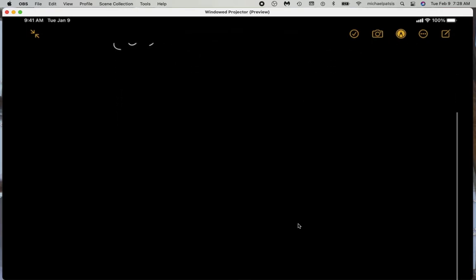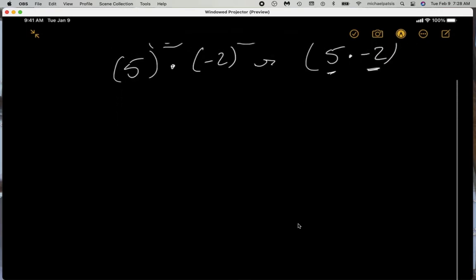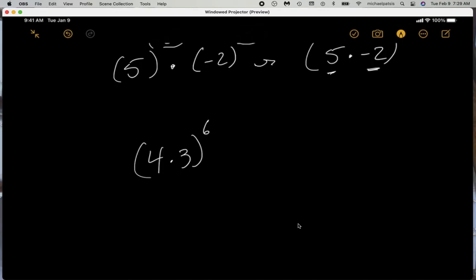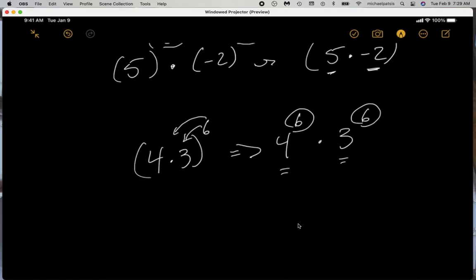Okay, recall, if you have something like this, the power rule applies to both of these factors. So this is going to simplify to 4 to the 6 times 3 to the 6. So again, here's your common exponent, different bases. You put the two bases in parentheses as factors, and then you pull out the common exponent.